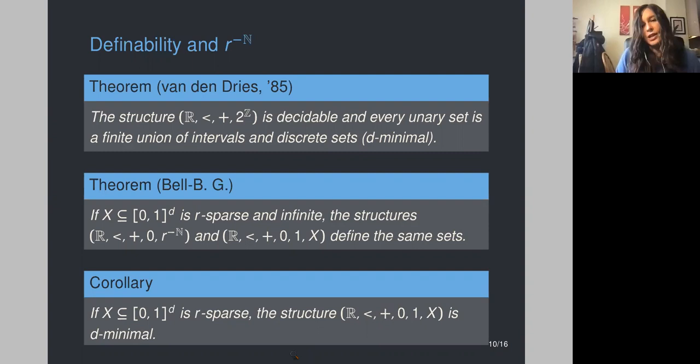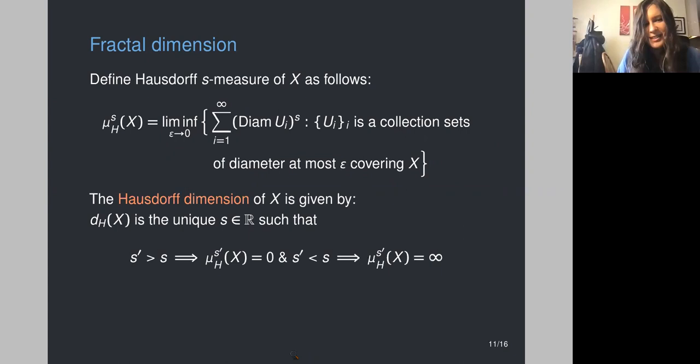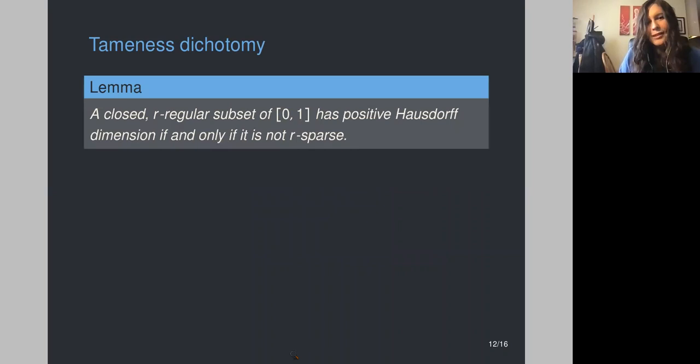I'm running low on time, so I'm going to skip the definition of Hausdorff dimension and just hope that those who understand will appreciate this final result. A non-trivial fact that we show is that a closed R-regular subset of [0,1] has positive Hausdorff dimension precisely if it's not R-sparse.